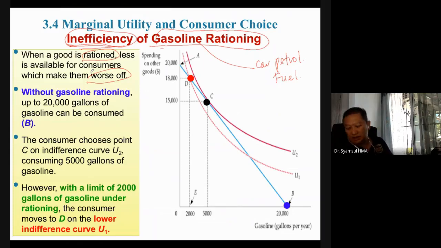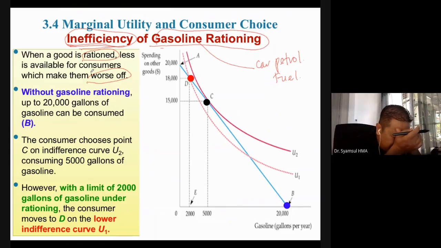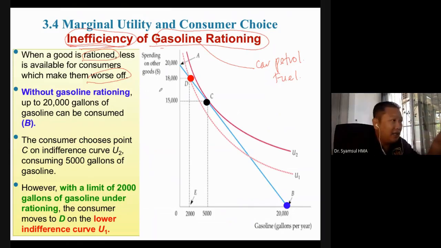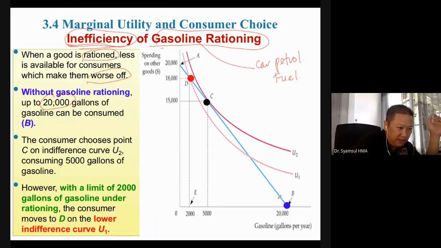Especially in a situation where you can only buy 2 packs of sugar, things like that, but that is not the example. But here is the ration. Without gasoline rationing, up to 20,000 gallons of gasoline can be consumed by consumers with this amount.